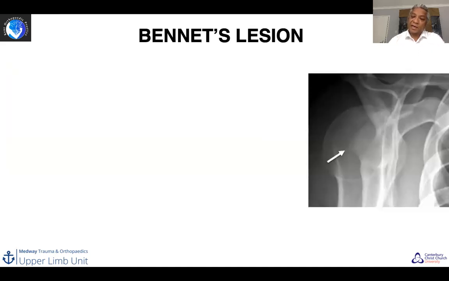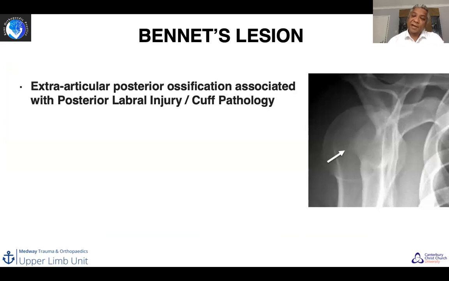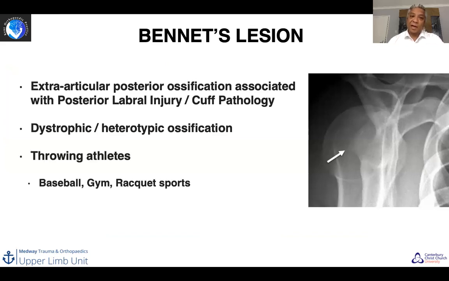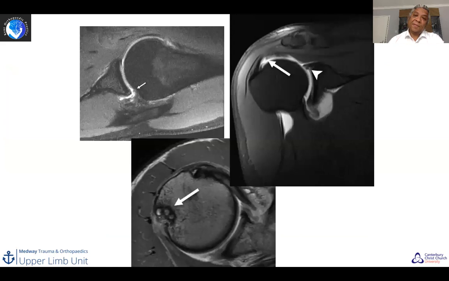You may see a Bennett's lesion, but it's not common, as you need to have the position of the plain radiograph near about perfect to capture that. And it doesn't really add anything to further management. It just helps confirm the diagnosis. The MRI findings are more relevant, and generally, as I said in my first slide, the MRI or any investigation should only be ordered if it's going to impact your treatment.